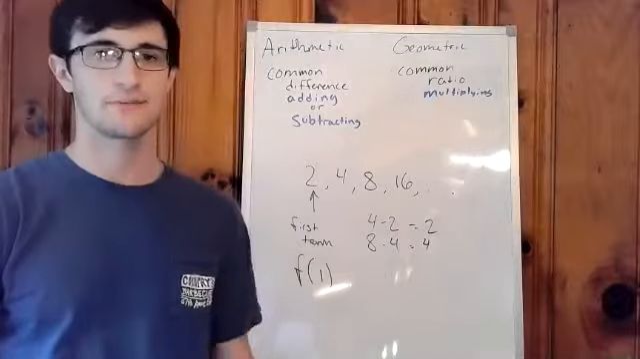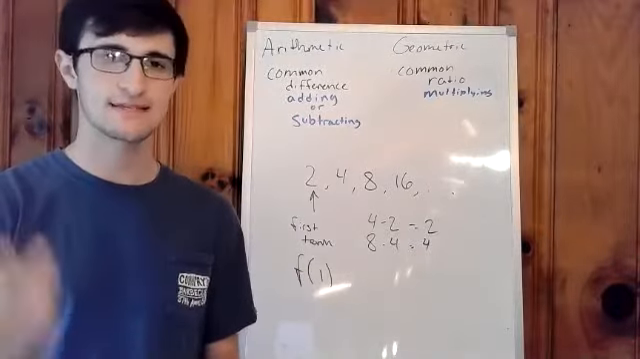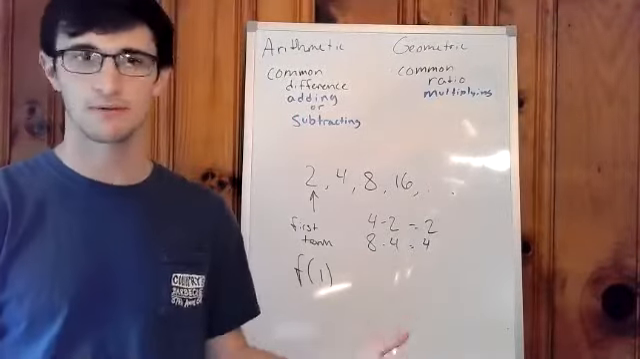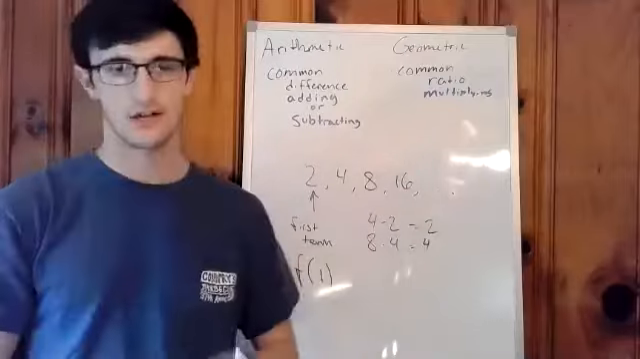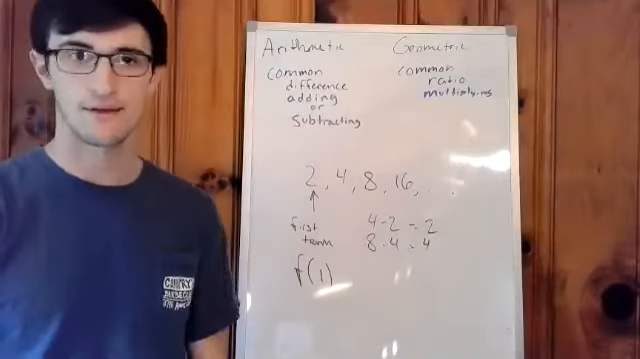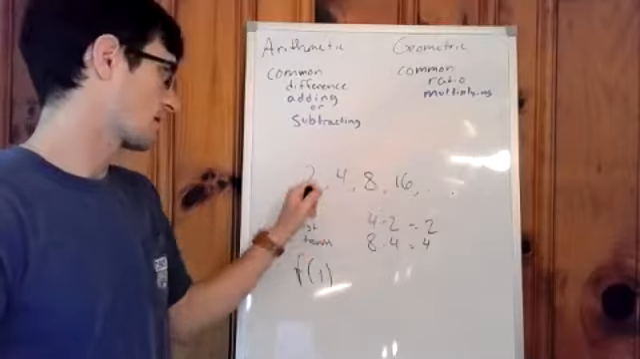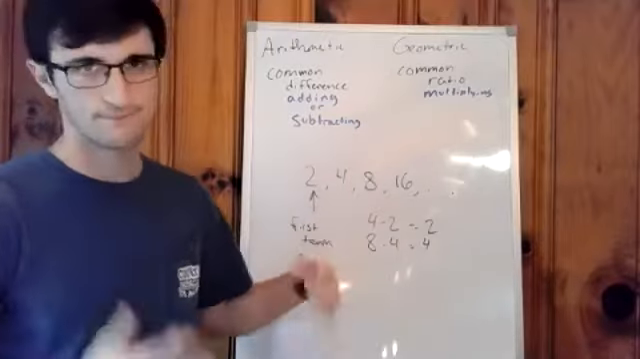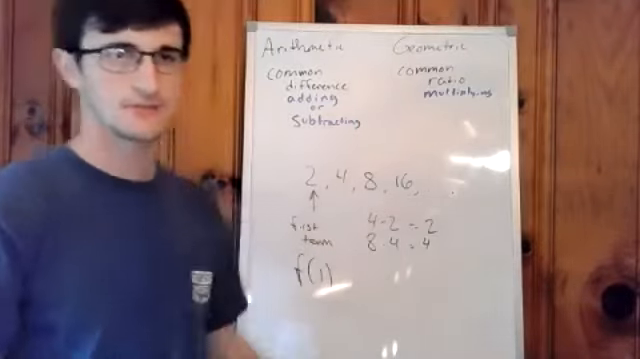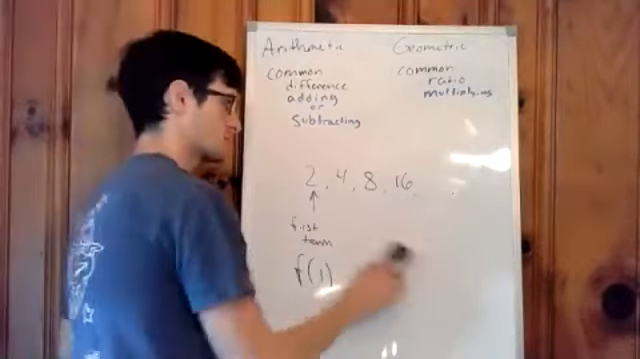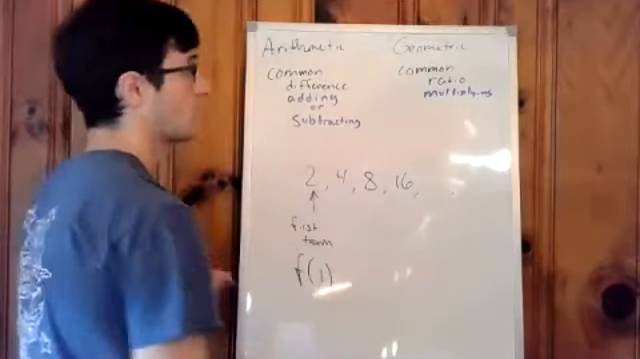So it's not a common difference. The common difference has to be the same between every number. Even just looking at it, you can tell that it's not growing by the same amount. It's not the same as 1, 3, 5 because it's 2, 4, 8. Went up by 2, went up by 4. So we're not dealing with the common difference. We might be dealing with something a little different.